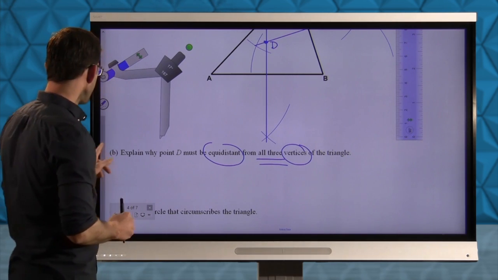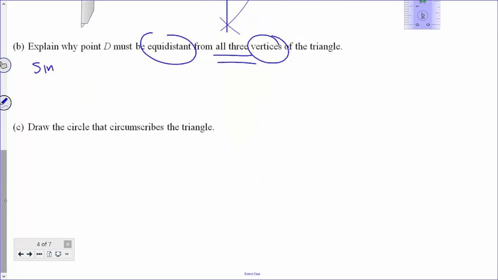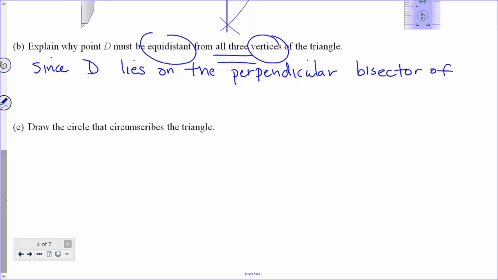All right, let's talk about it. I'm going to extend the page a little bit. Since D lies on the perpendicular bisector of AB, it is equidistant from A and B. Now make sure you understand what that means.